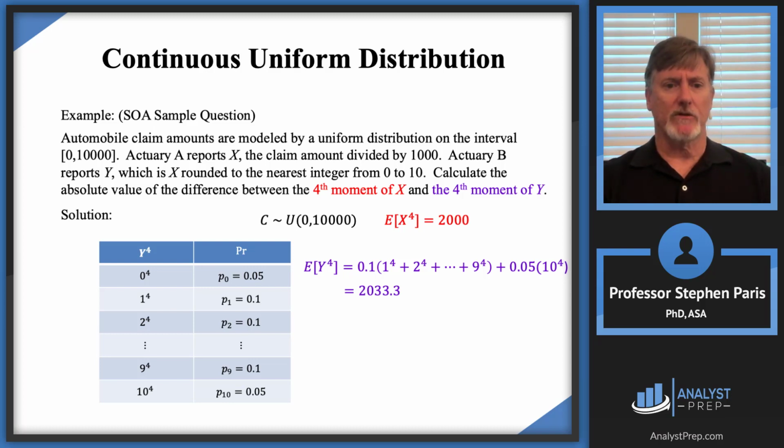And so the absolute value of the difference between the fourth moment of cap X and the fourth moment of cap Y would be the absolute value of 2000 minus 2033.3, and that absolute value of that difference is 33.3. Okay, so that's our example. That would be our answer. Nice little problem that the SOA has come up with there.